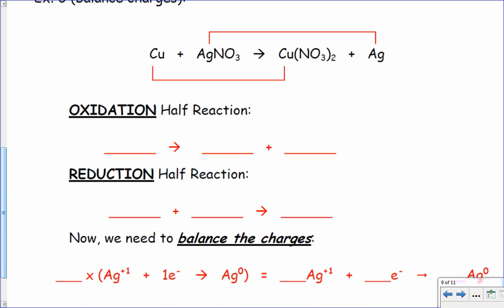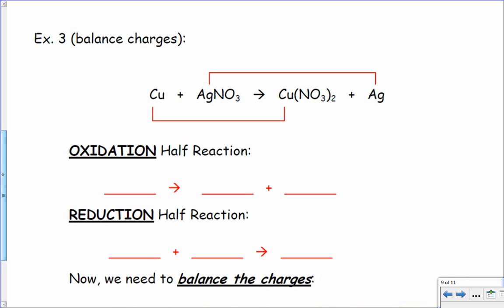So let's go through and do this one all the way through, and we'll see how we have to balance the electrons. Let's start with copper is a 0, and silver's got to be a 0. Nitrate is a -1, so silver must be a +1. If nitrate is a -1 and I have 2 of them, copper here must be a +2.